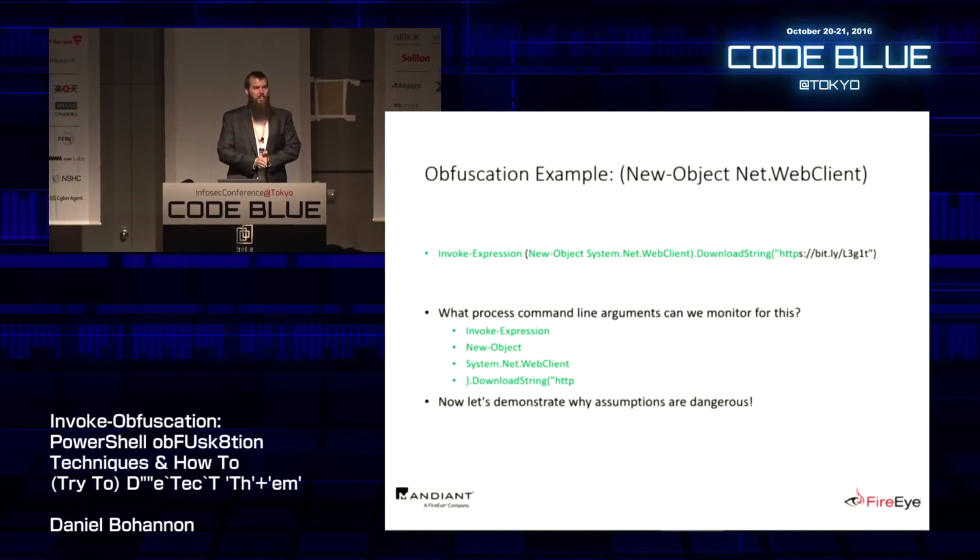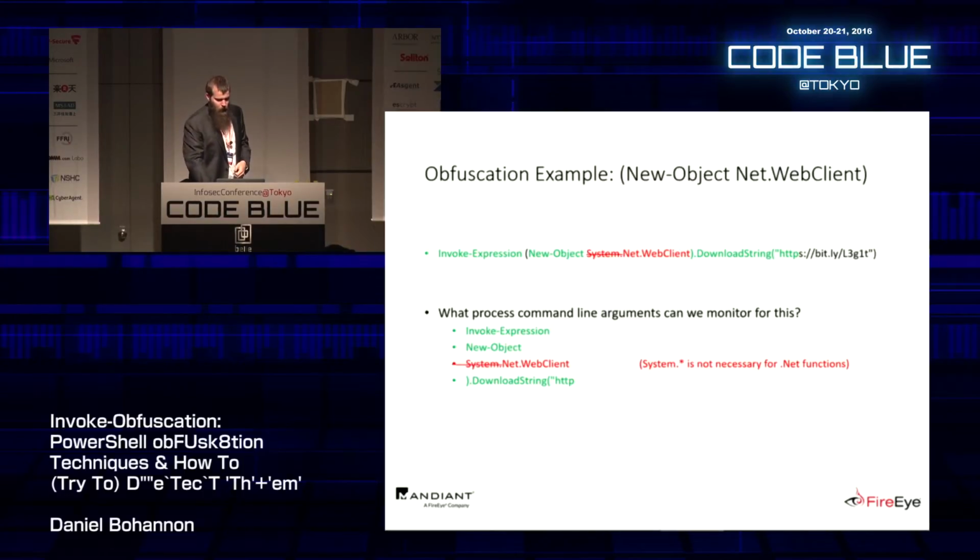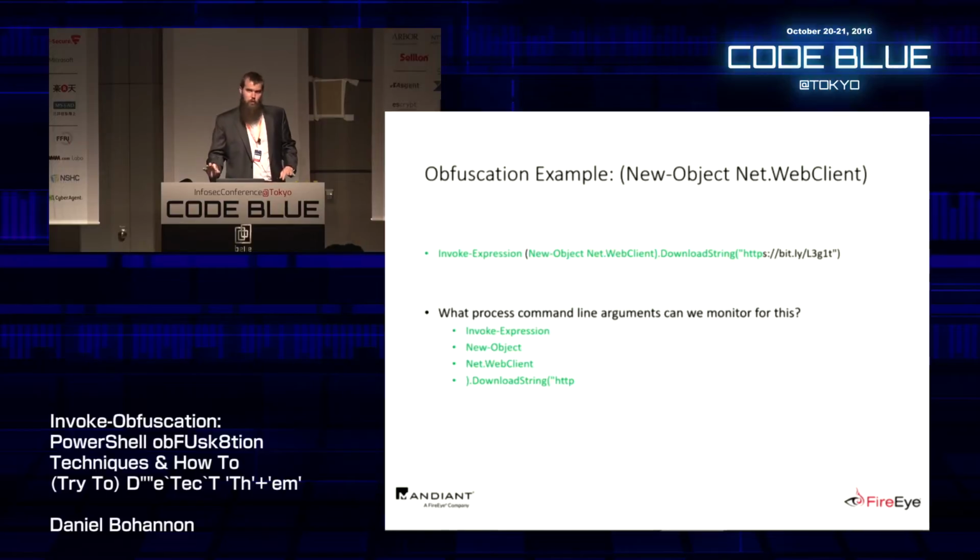So now, let's start obfuscating. And let's start looking at all the assumptions that we just made about this and how that can be dangerous. And let's get to the very core of what we can use to detect this activity. So first, whenever you see system.anything in PowerShell, it's typically referencing a .NET class, and system isn't necessary. You can remove that. The command works just fine. So we'll remove that from our attacker command, and we'll remove it from our detection.